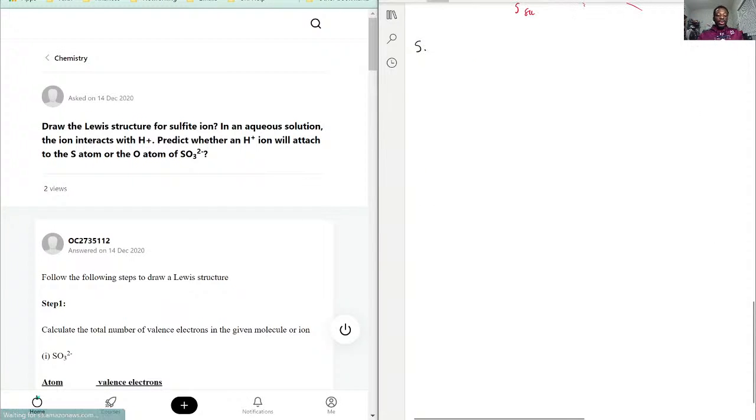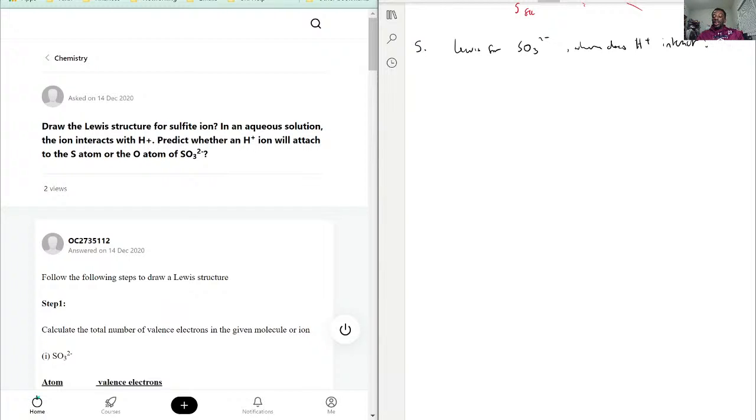Draw the Lewis structure for a sulfite ion. In an aqueous solution, the ions interact with the H+. Predict whether the H+ will attach to the S atom or the O atom of sulfite. So they do luckily give us a name for sulfite. So Lewis for SO3 2-, and where does H+ interact? Okay, that's what this question is asking for.